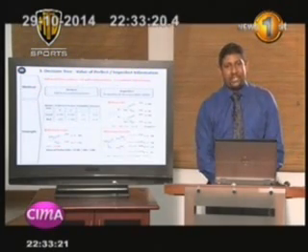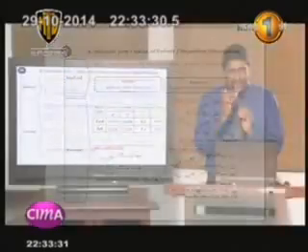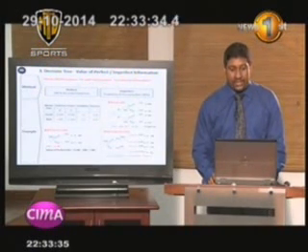What is my expected value? 22,200. Not as high as 22,800, but not as low as 20,000 either. So what is the difference? 2,200, that is the value of imperfect information.